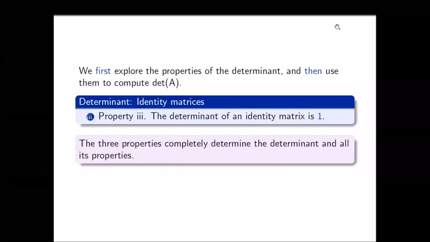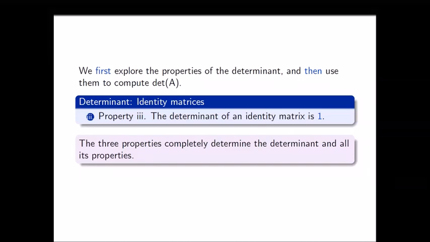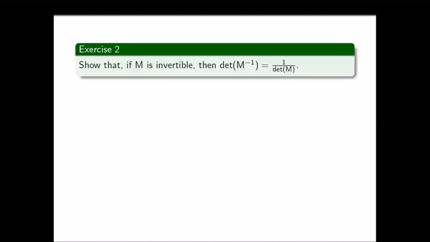We're first going to explore the properties of the determinant and then use them to compute the determinant of A. We're also going to add a third property to the list of two properties that we saw earlier, and this property is that the determinant of an identity matrix is 1. Now, these three properties completely determine the determinant and all of its properties.